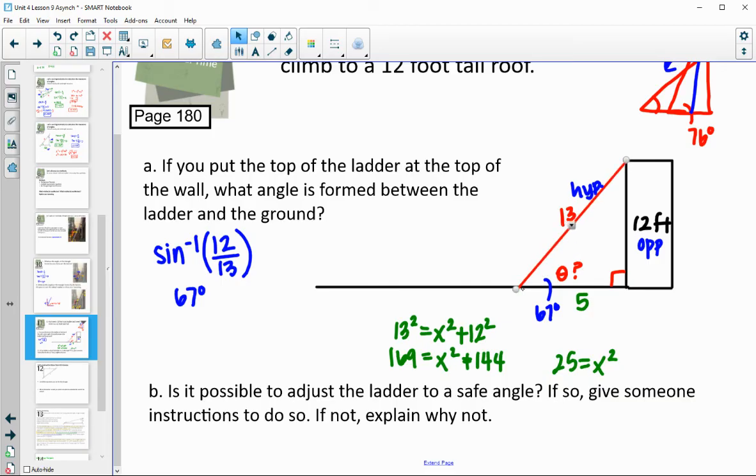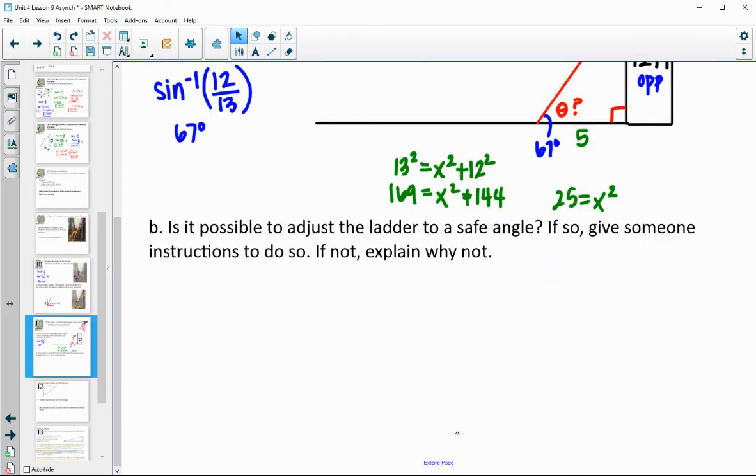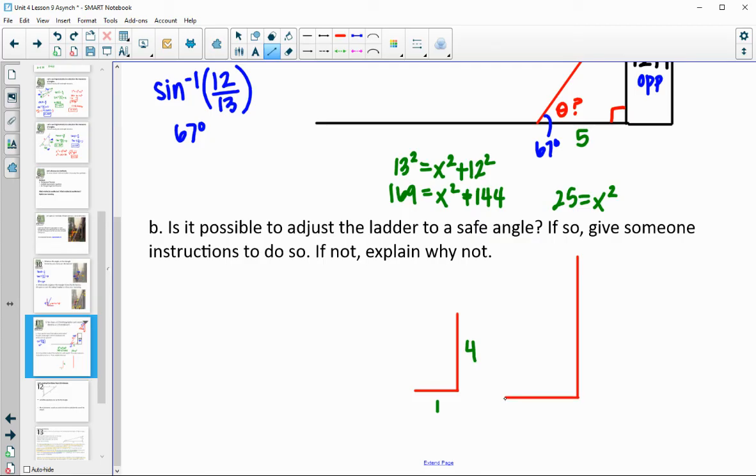But how much further in can we move it and still be at a safe angle? So we know that the ratio that's okay is 1 to 4. Okay, let me draw that a little bit better. Okay, so we know that a safe ratio is 1 to 4. So if we have 1 horizontal to every 4 vertical, that's going to be a safe amount. So what we have here is a vertical of 12. So how far out could this be before it gets to be too steep? So we know this is 12. So we need to find this.